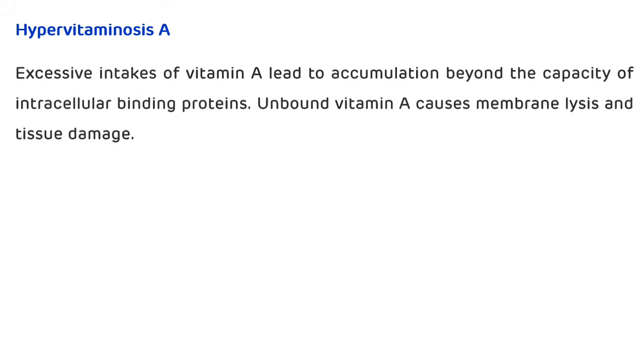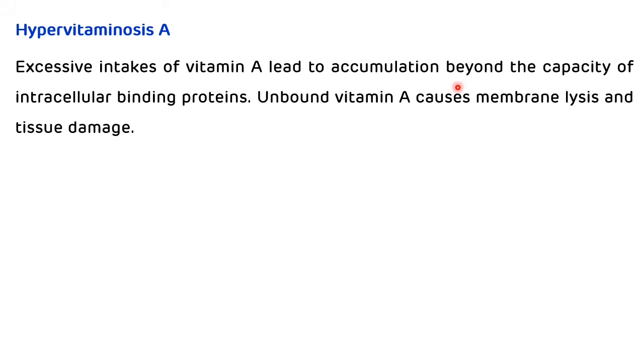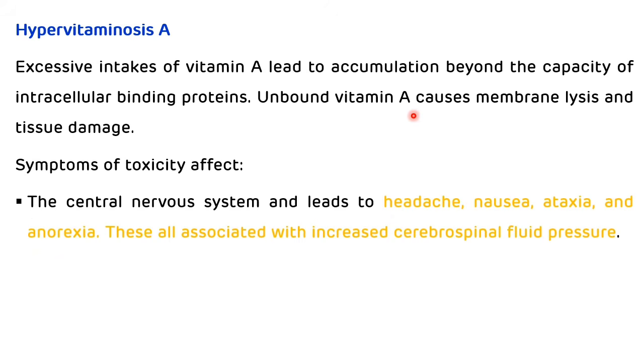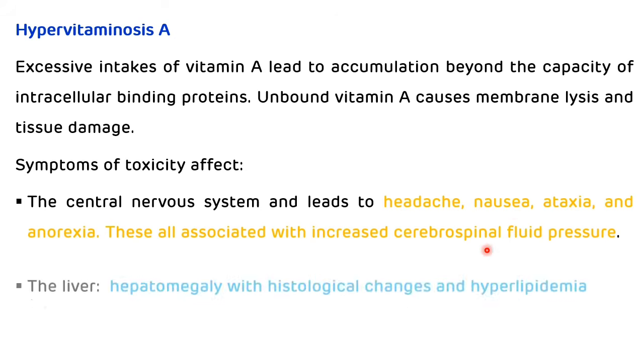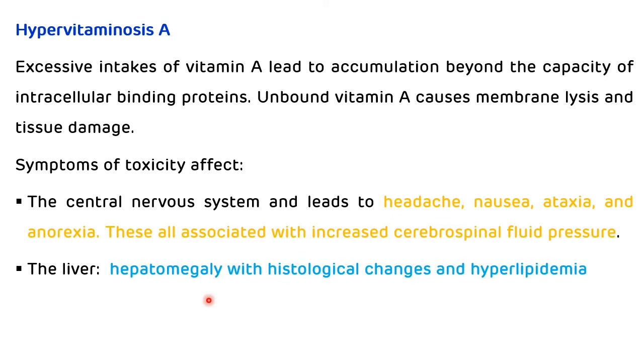Now, hypervitaminosis A. Excess intake of vitamin A leads to accumulation beyond the capacity of intracellular binding proteins. Unbound vitamin A causes membrane lysis and tissue damage, and the symptoms of toxicity affect the central nervous system and lead to headache, nausea, ataxia and anorexia. These all are associated with increased cerebrospinal fluid pressure. In the liver, it causes hepatomegaly with histological changes and hyperlipidemia.